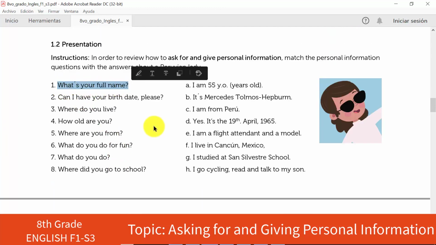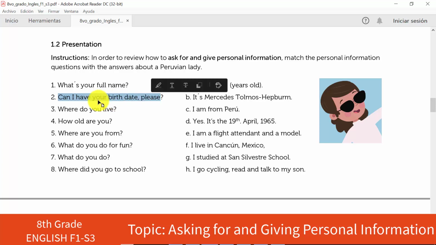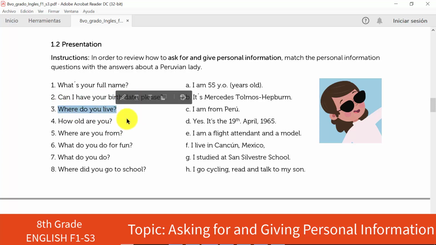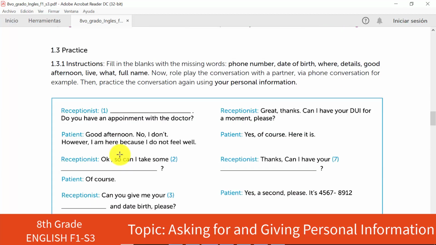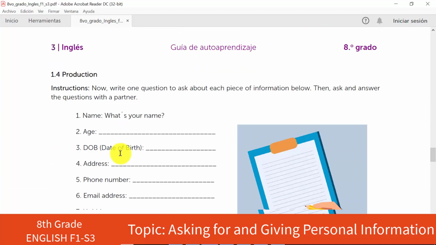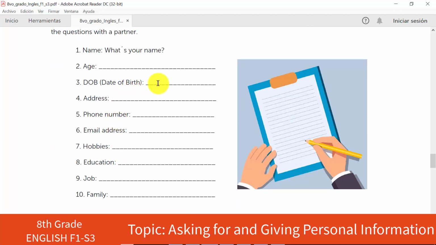What's your full name? ¿Ok? ¿Cómo se pregunta el nombre? Can I have your birth date, please? ¿Cómo se pregunta la fecha de nacimiento? Ahí está. Where do you live? ¿A dónde vives? La dirección. How old are you? ¿Cuántos años tienes? Where are you from? ¿De dónde eres? Entonces, ese vocabulary que estaba allá en presentation le va a servir aquí para poder hacer estas questions in English.